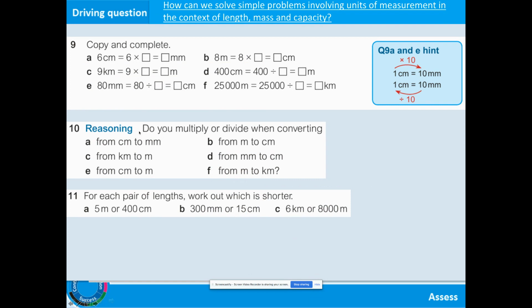Okay, so have a go at these on your own. There's a little hint up there for 9a. 1 centimetre, you multiply by 10 to turn it to millimetres. If you have millimetres, you divide by 10 to convert to centimetres. Okay, press pause on the video and then press play when you're ready for the answers.